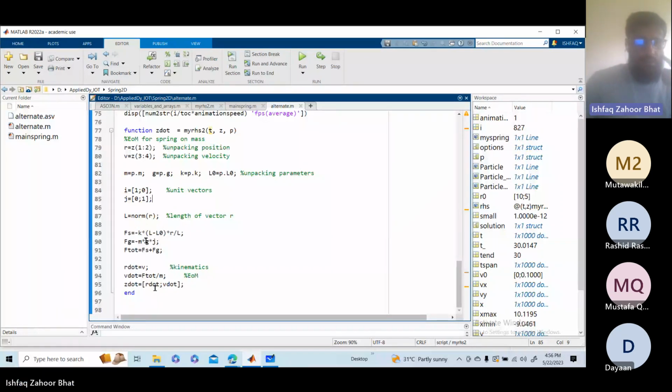So going backwards, what do we have to calculate? We have to calculate Z dot. See here, what is Z dot?